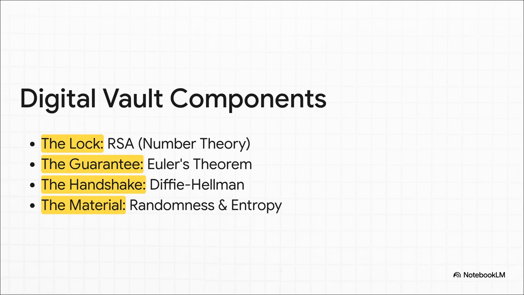So let's do a final inventory check on our vault. We've got the lock, that's the RSA system built from prime numbers. We've got the guarantee, Euler's theorem, making sure it always works. We've got the secret handshake, Diffie-Hellman, for creating new secrets on the fly. And it's all built from the strongest material we have, high entropy randomness that makes it tough and unpredictable.